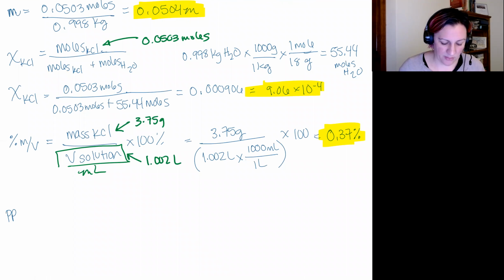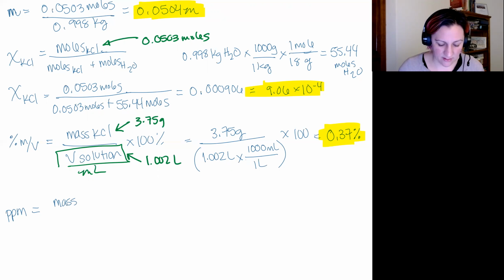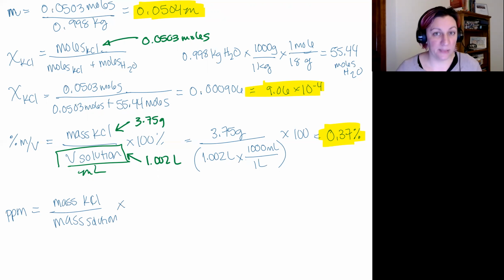So our parts per million is super similar. And we can do this based on mass, or we can do this based on volume. Since we have an easy way to get to the total mass of our solution, and we have our mass of KCl already, let's do mass rather than volume because we don't have a density for potassium chloride. So it'll be the mass of our potassium chloride divided by the mass of the total solution. And parts per million means it'll be times 10 to the sixth.